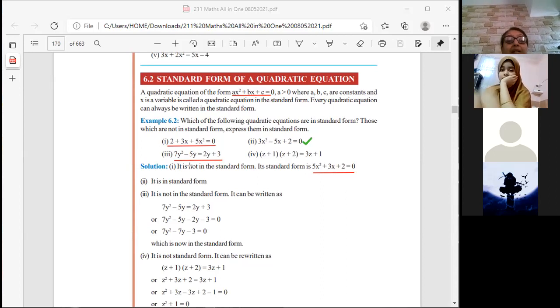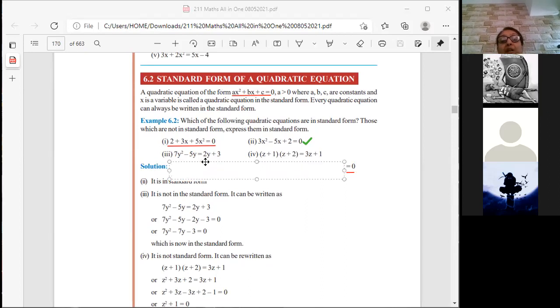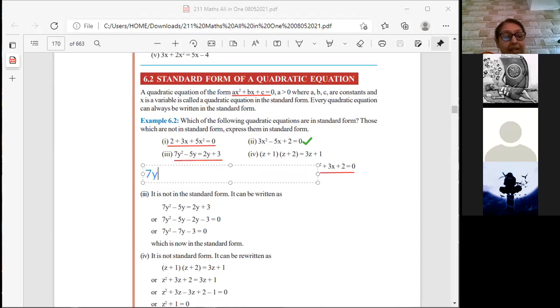Now look at this particular sum, the third one. 7x square minus 5y is equal to 2y plus 3. Is it in the standard form? No. Because it should be equal to 0. Is it equated to 0? No. So, first thing I'm going to try doing is to equate it to 0.